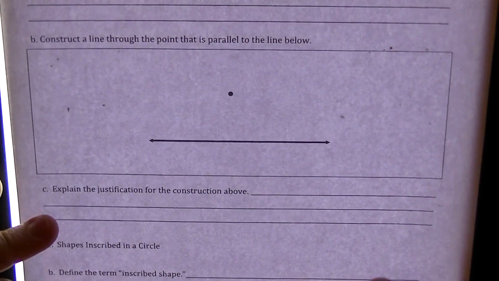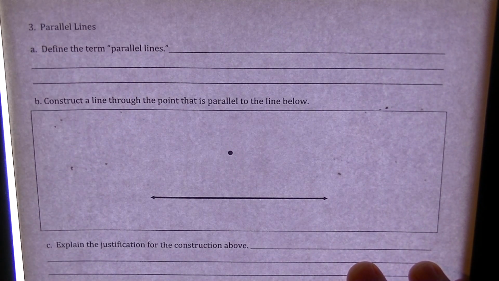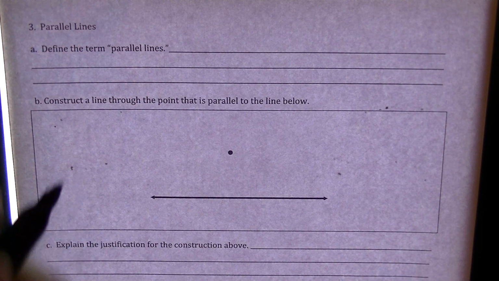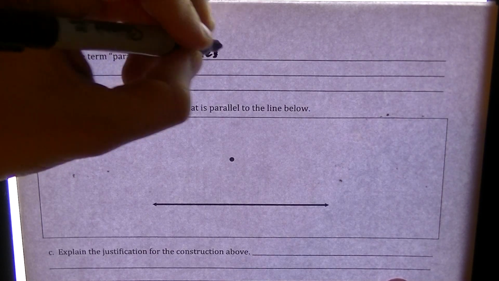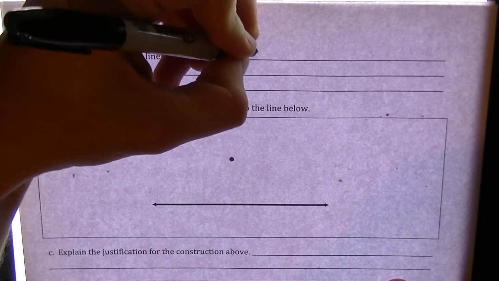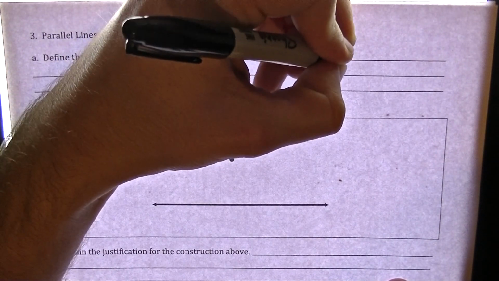All right, we are going to start out by defining the term parallel lines. Parallel lines are lines that are always the same distance apart.